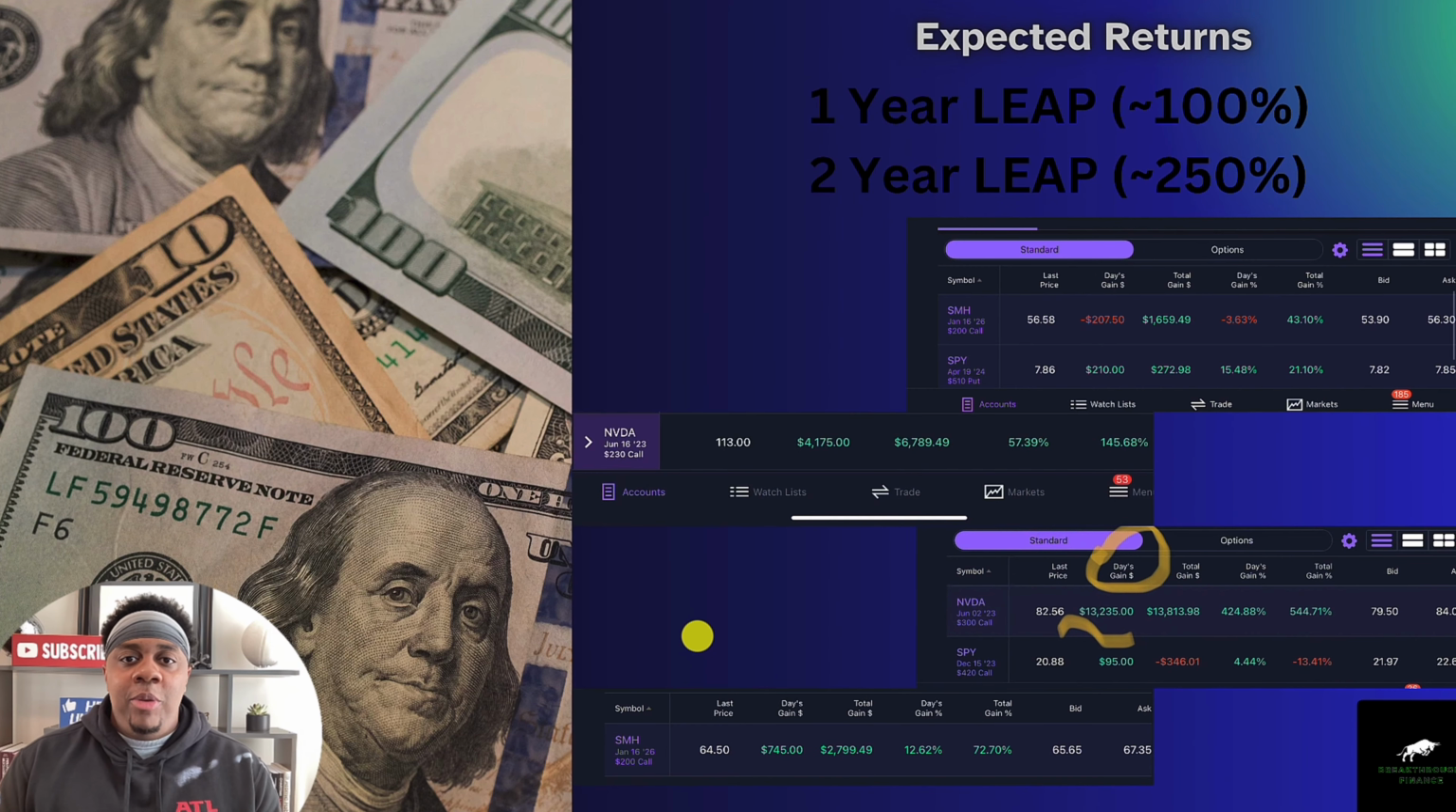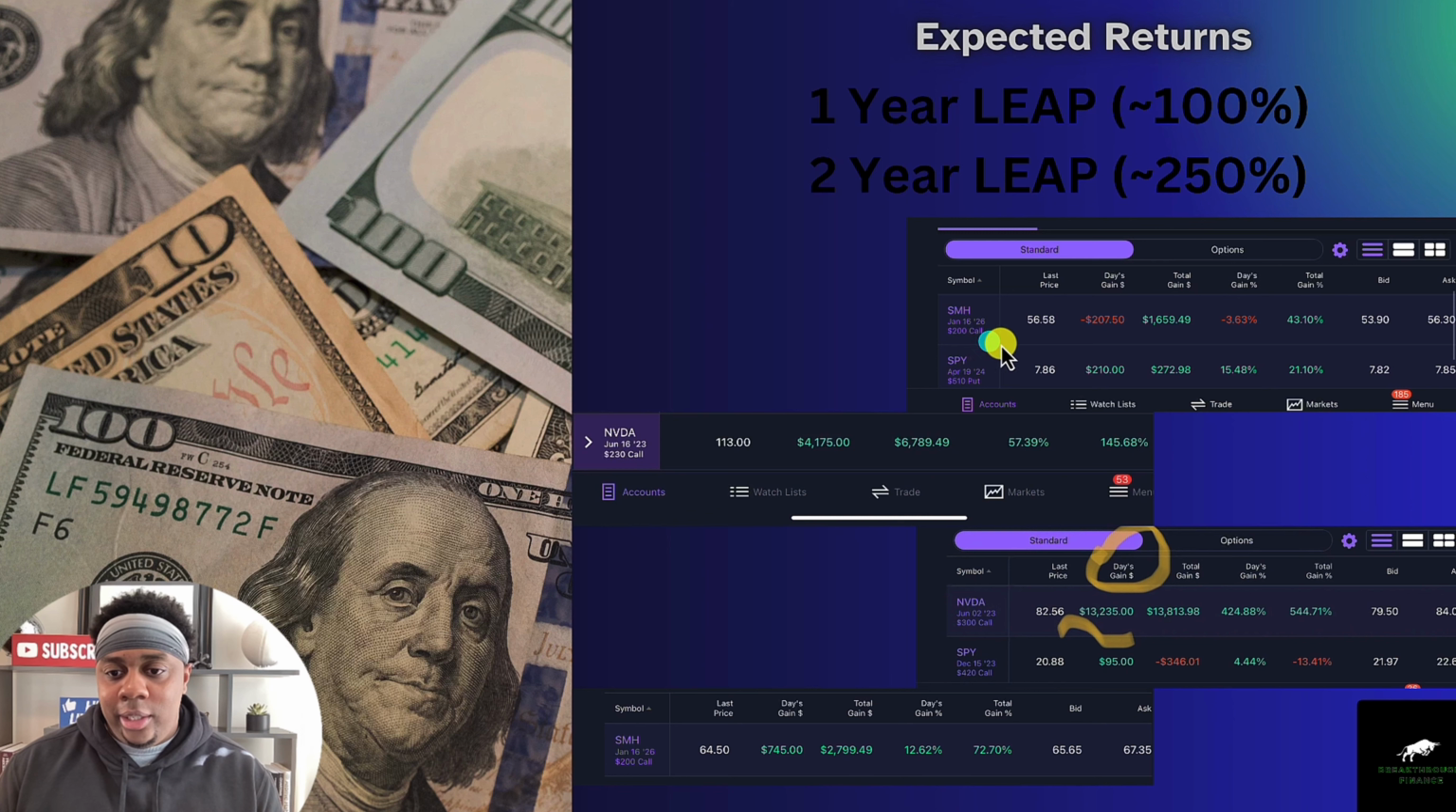Okay, so now I want to show you guys some potential or expected returns when I'm trading leaps. When I'm looking at a 1 year position, I expect somewhere between a 75 and 100% return. If I'm trading a 2 year position, I expect somewhere between a 200 and 250% return. Let's look at some examples. Actually, these are real life trades that I placed, and I remembered to screenshot them. I knew I wanted to make this video one day.